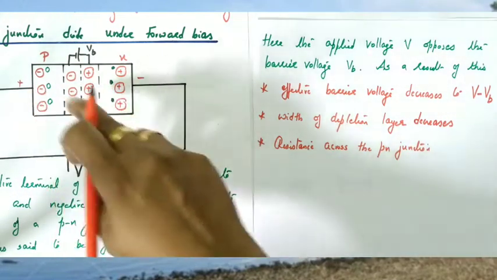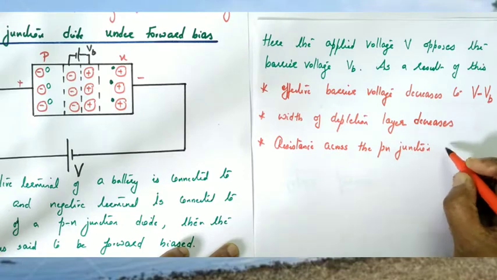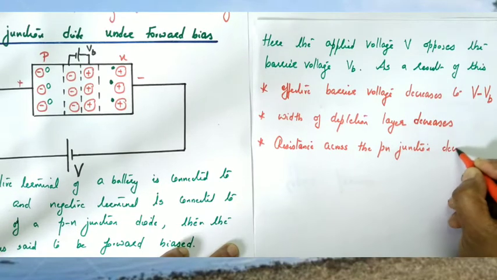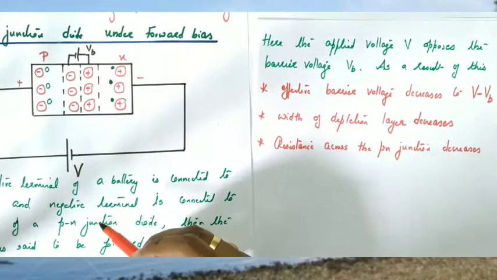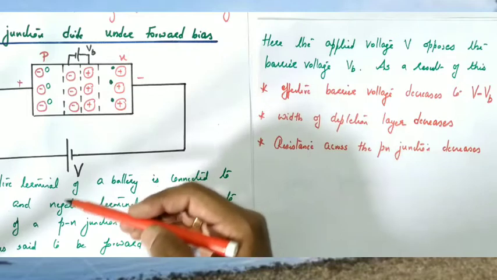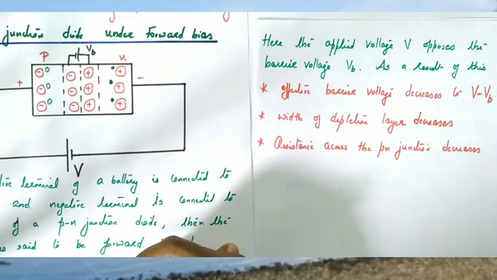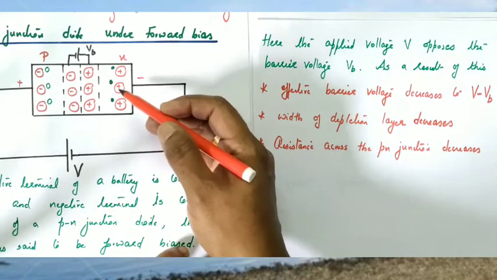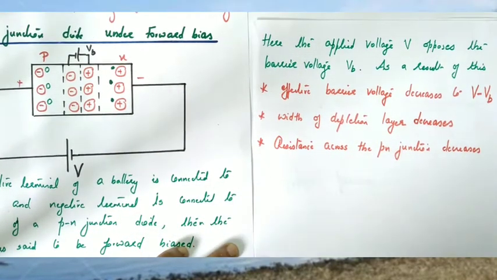Since conduction takes place, what happens to the resistance across the junction? Resistance across the junction also decreases because conduction takes place. Majority carriers begin to move from one region to another region due to the applied external voltage, and hence the width of the depletion layer decreases, also the resistance across the depletion layer decreases, and hence the PN junction diode begins to conduct during forward bias.